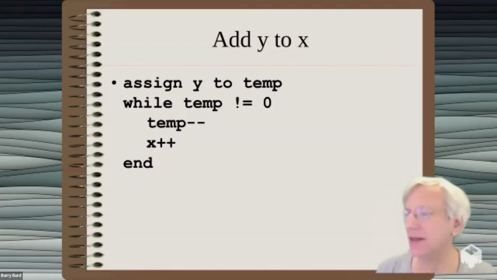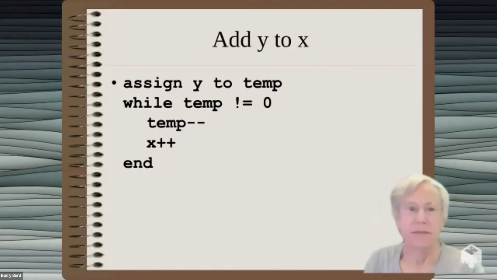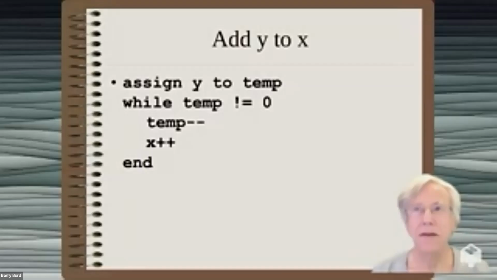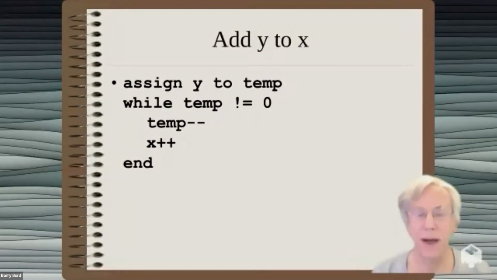Okay, can we do more than this? Can we add y and z together and assign that to x? Initialize x to 0, then add y to x, then add z to x. That's one way of doing it.